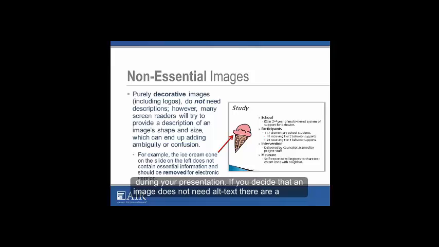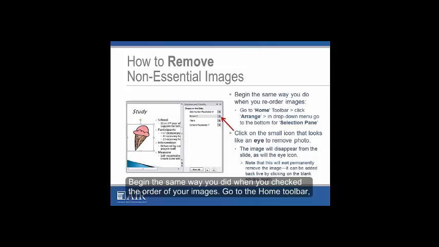If you decide that an image does not need alt text, there are a few ways to hide it from a screen reader. Begin the same way you did when you checked the reading order of your images. Go to the Home toolbar, click Arrange, and then click on Selection Pane at the bottom of the drop-down menu. Next, click on the small icon that looks like an eye.